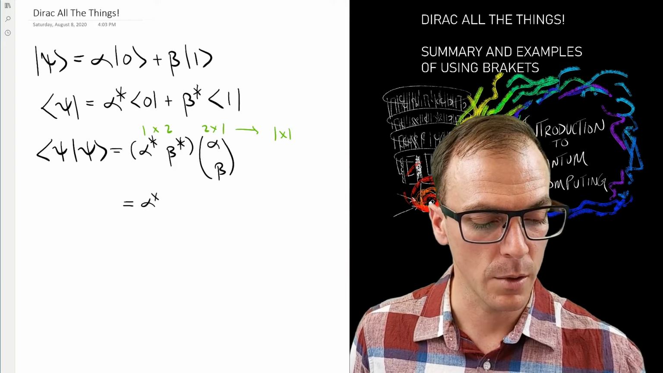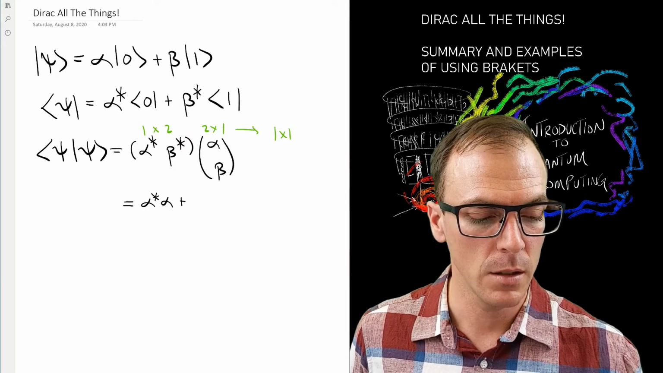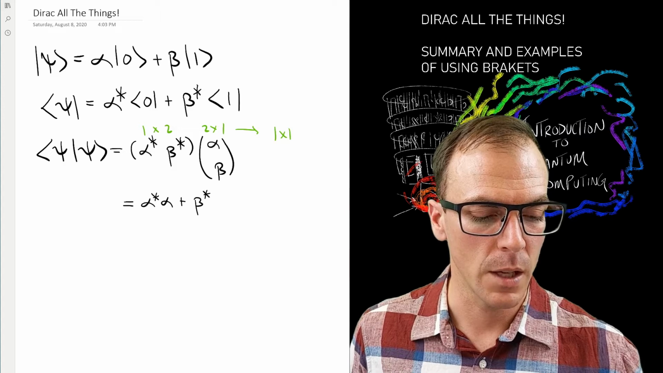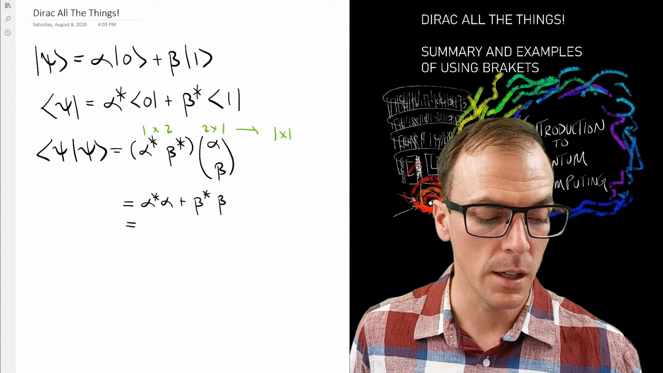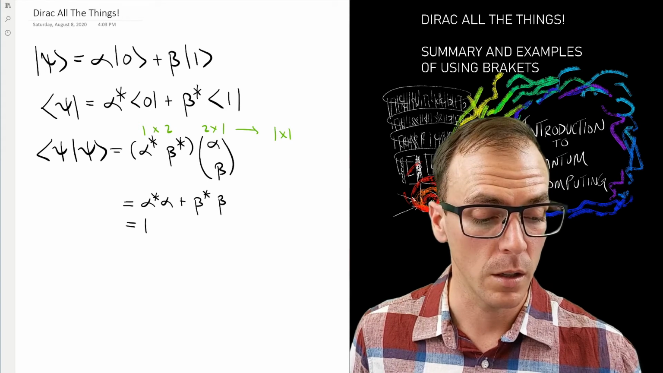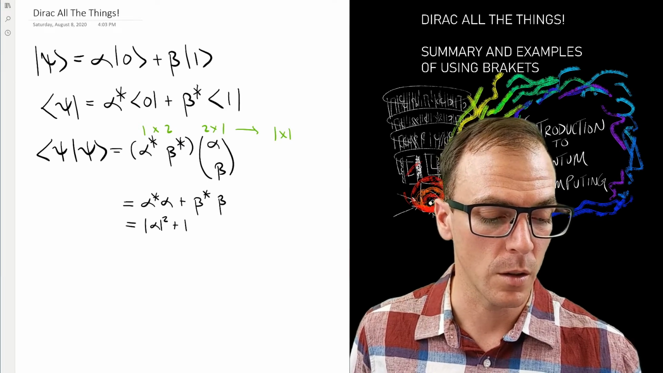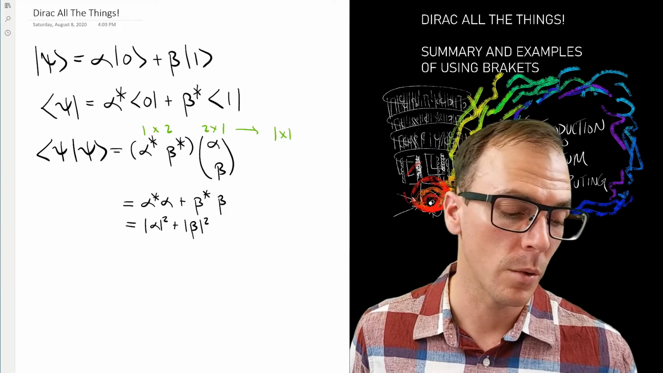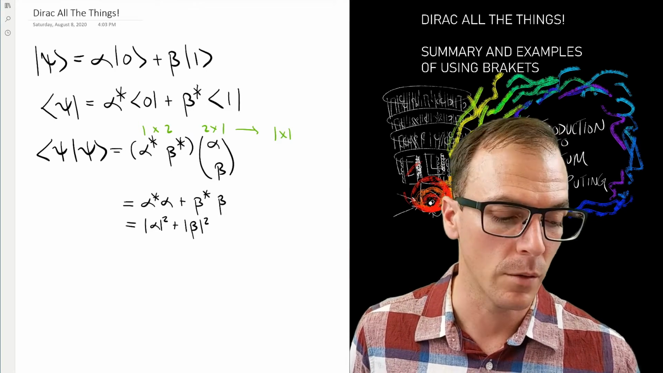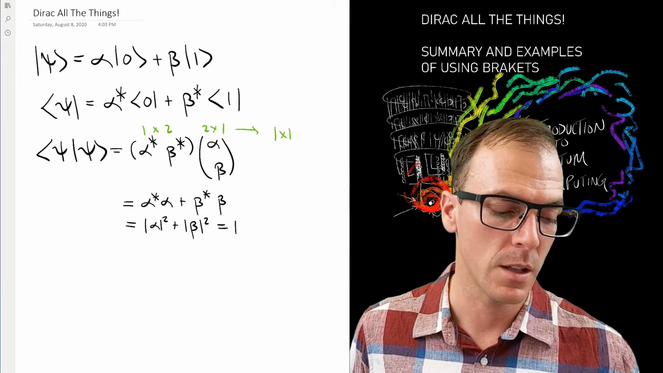This complex number you can calculate quite easily. Basic matrix multiplication, and this is the magnitude squared of the first complex number plus the magnitude squared of the second, and that's sometimes called the norm or the modulus or the magnitude of the vector, and for quantum states that has to be 1.